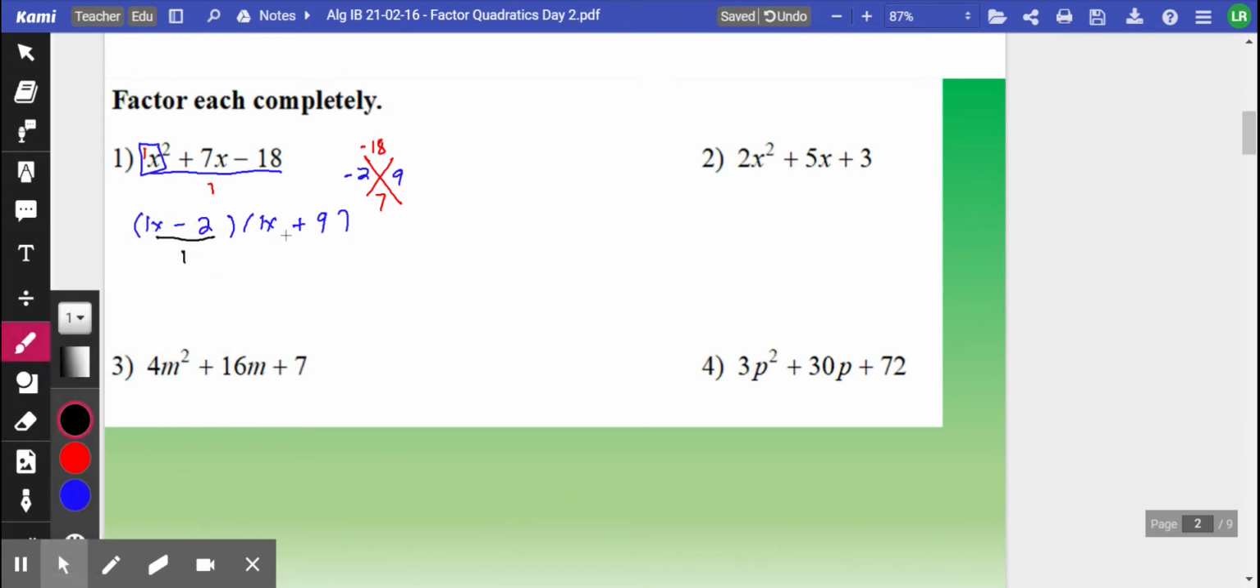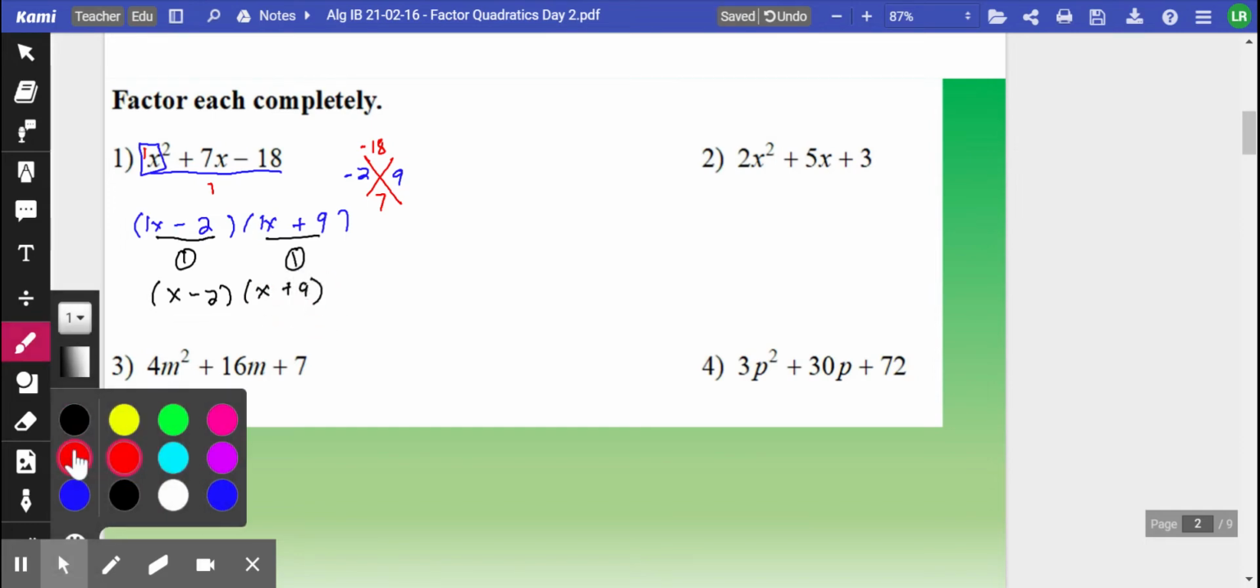And 1, it's done. 1, it's done. And my 2 wheels always check. 1 times 1 is 1. So that's good. And I have my factored form. We have x minus 2 times x plus 9.